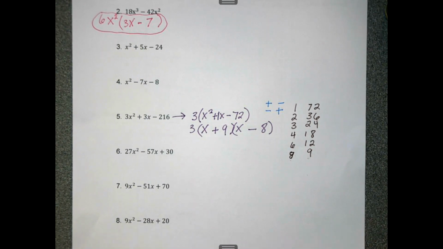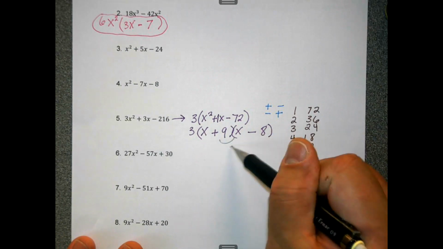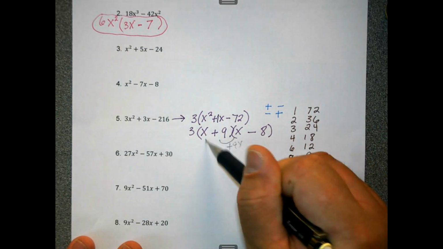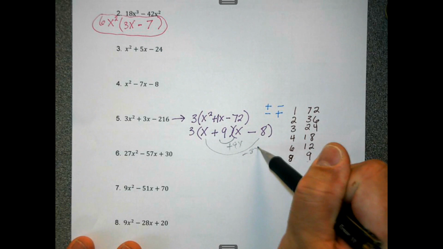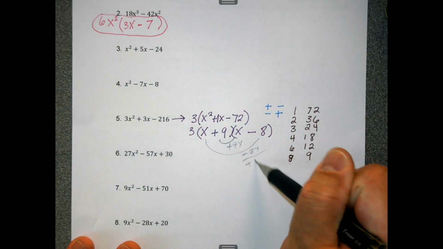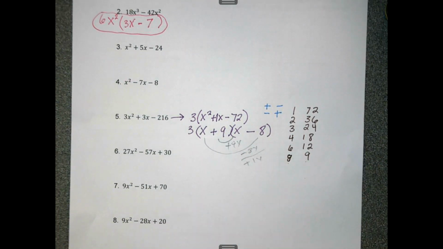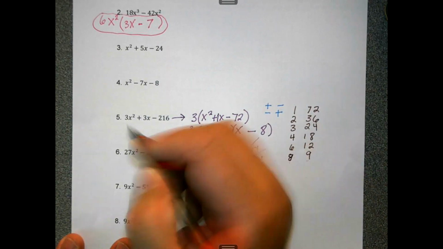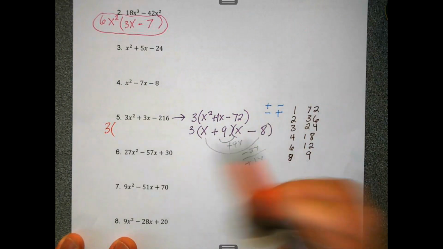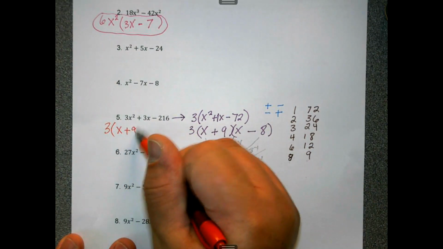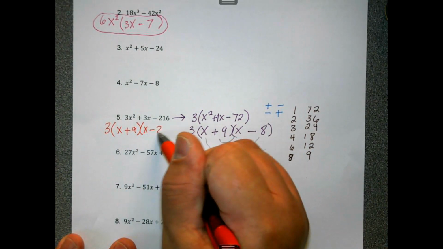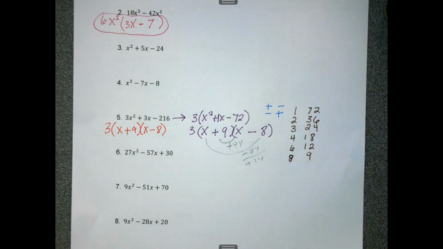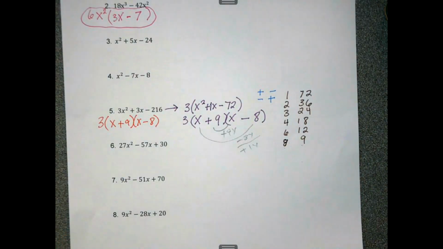And again, you could always check those by doing inner and outer. Positive 9x, negative 8x adds up to a positive 1x. So that's my factors. 3 times x plus 9, x minus 8. Okay, I'm going to do one more.